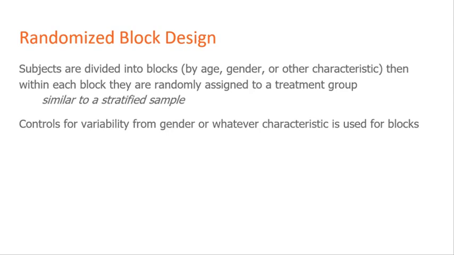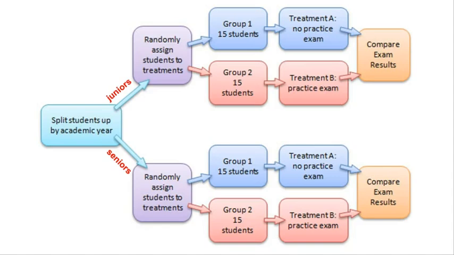All right, and so this is going to be similar to like our stratified sample. I'm going to split my subjects into blocks by some characteristic that I think is important to the experiment. So it could be age, could be gender, could be income, could be health, could be all kinds of different things. Okay, and then what I do is within each block, some people get both treatments.